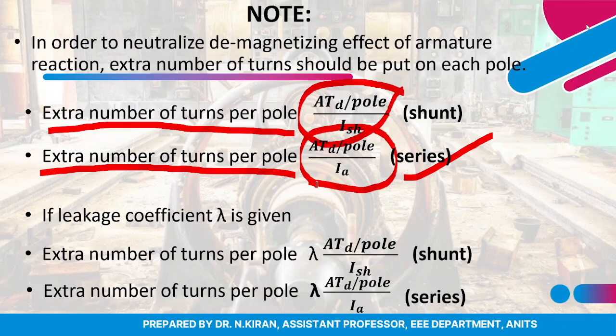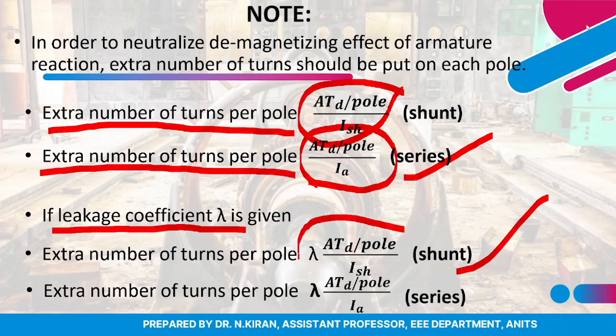But if the leakage coefficient is given, then for a shunt generator, the extra number of turns can be expressed as lambda into ATD per pole by ISH. And in case of a series generator, it can be expressed as lambda into ATD per pole by armature current IA.